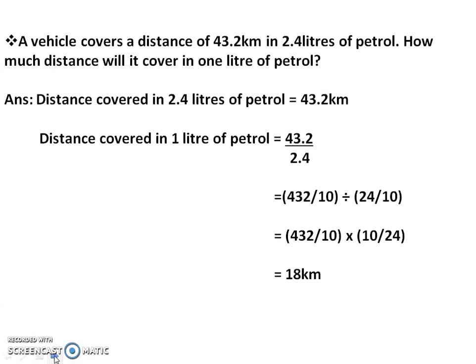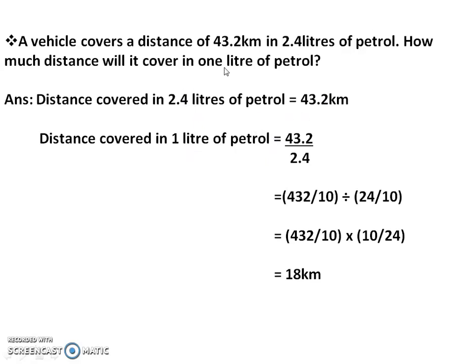The last question. A vehicle covers a distance of 43.2 km in 2.4 liters of petrol. How much distance will it cover in 1 liter of petrol? Let us see what is given in your question. Distance covered in 2.4 liters of petrol is equal to 43.2 km. What is your question? You have to find the distance covered in 1 liter of petrol. So the first statement will be distance covered in 2.4 liters of petrol is equal to 43.2 km. Therefore, distance covered in 1 liter of petrol equal to.